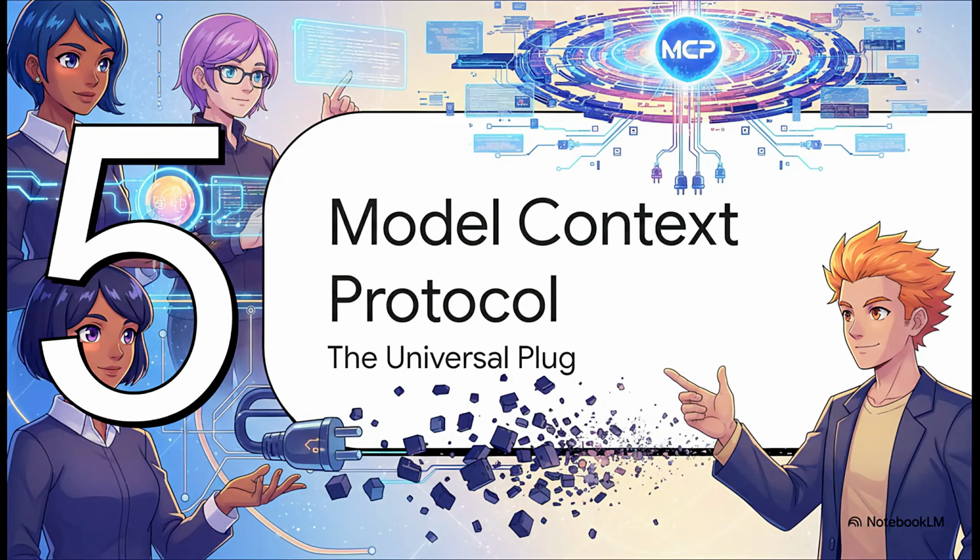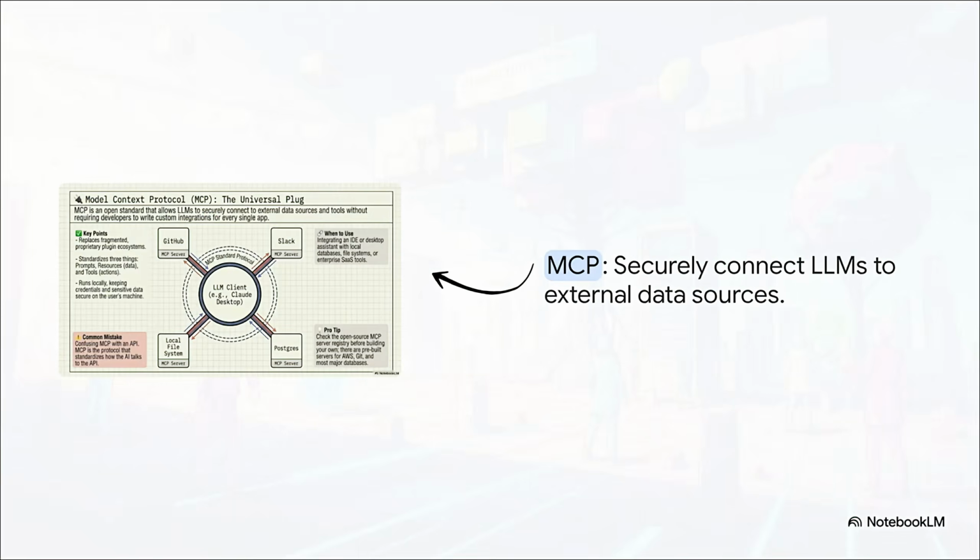Section 5, Model Context Protocol, the universal plug. Because to truly empower these agents, we need connectivity. We're moving up the stack here to introduce Anthropic's Model Context Protocol, or MCP. This is an incredible open standard that's rapidly replacing all those fragmented, proprietary plugin ecosystems we've been dealing with. And this brilliantly illustrates how it works.